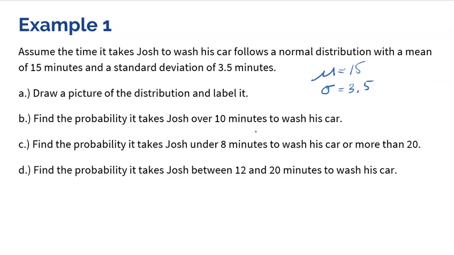Now I want to note, for the second time in this video, that I cannot find any exact value in and of itself. So if I say, what's the probability it takes Josh exactly 16 minutes to wash his car? I cannot find that. The normal model is incapable of doing exact values. It can only do intervals: above, below, or in between. All right, so let's take a look at these four things with my picture.